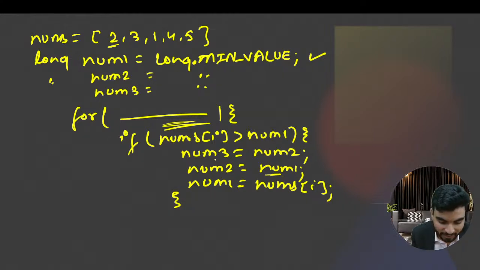So now let's assume that at index 0 we have 2. What will happen? Is 2 greater than the minimum value of the long integer? Yes, it is greater. If this is greater, then you will update. So num3 will still be the minimum value of the long. Again num2 will be the minimum value of the long, but num1 will be 2.